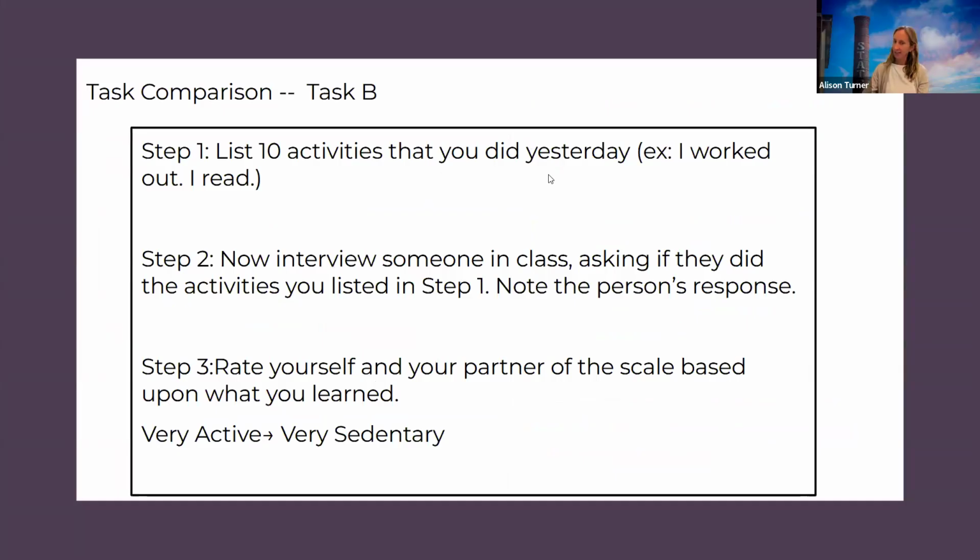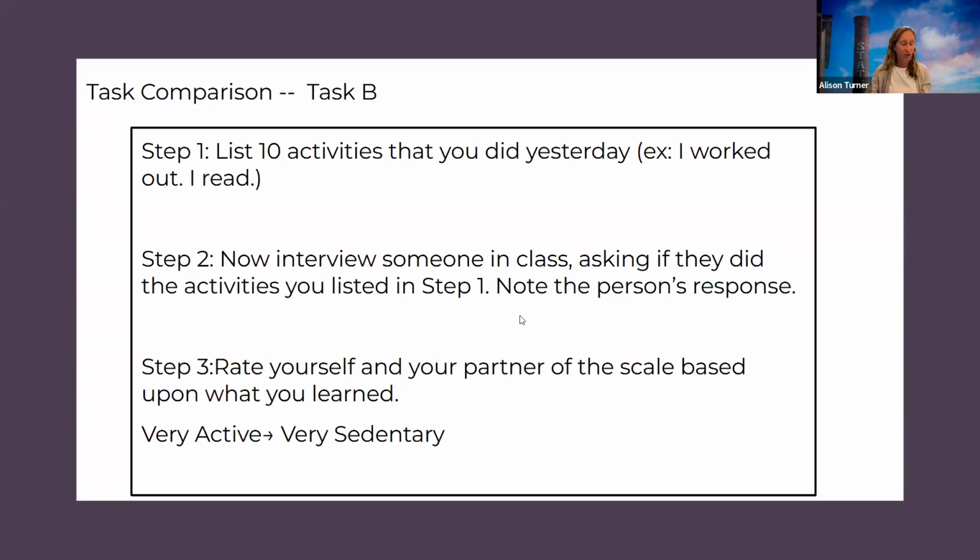List 10 activities that you did yesterday. Okay, I might say I worked on my computer, I recorded a video, I ate lunch, I bought groceries, I did laundry, I walked the dog, right? All the things you did. Now interview someone in class asking if they did the activities you listed. Okay, notice here you have to come up with the questions yourself.